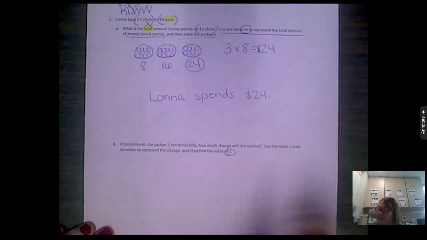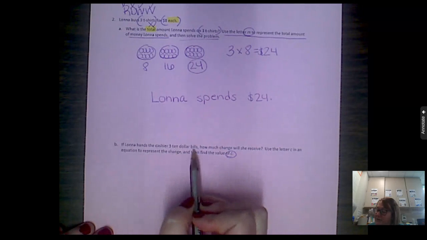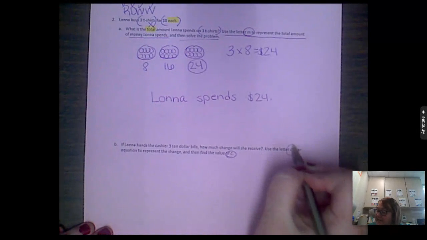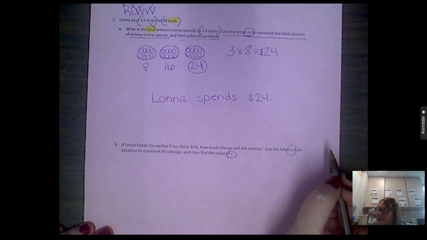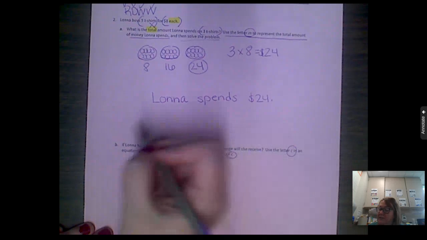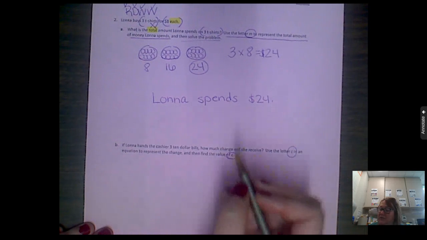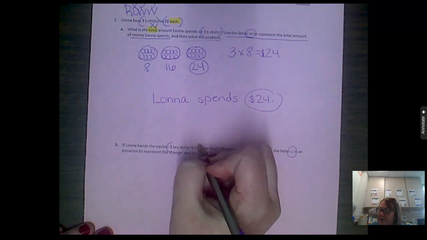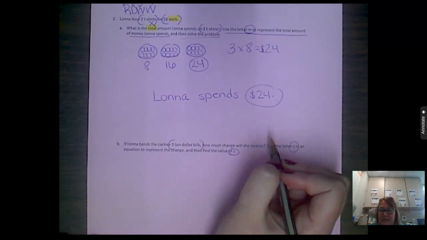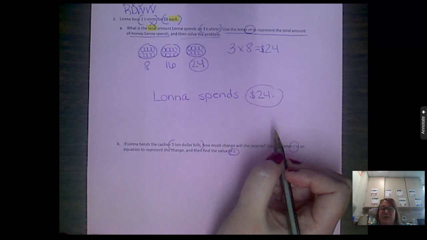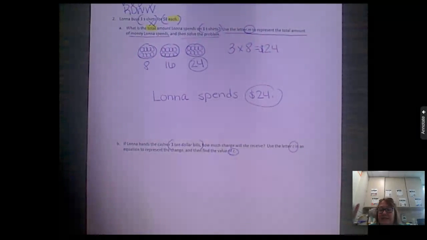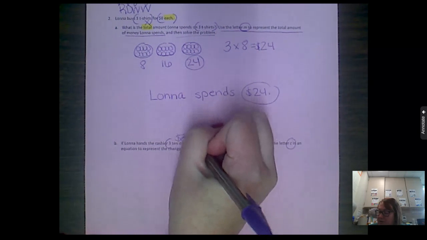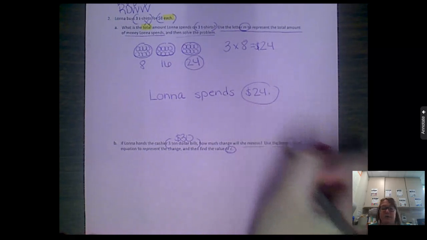All right, moving on. If Lana hands the cashier 3 $10 bills, how much change will she receive? Use the letter C and an equation to represent the change, then find the value of C. So this is part B that goes along with this. She's spending $24. She hands the cashier 3 $10 bills. So how much money is that? 10, 20, 30. So she gives the cashier $30. How much change will she receive? So how much will she get back?